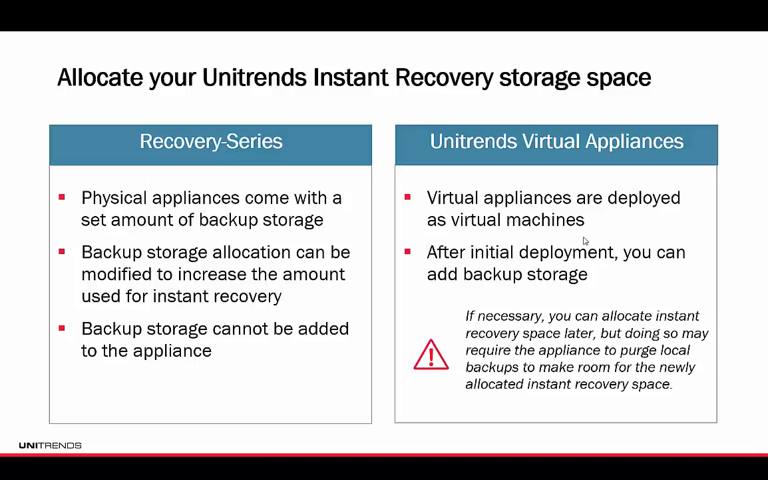All right, once again, on the Recovery Series, backup storage can't be added to the appliances, so you really have to make sure you're planning ahead and thinking ahead and be realistic of what you're going to use for instant recovery storage space off the appliance. Make sure you're thinking about the Windows instant recovery through the agent, Hyper-V, and VMware instant recovery. Add them all up, what you plan to use all at once, and that's what your instant recovery storage space is going to be. Make sure you look at all three of those modules if you're using all three platforms. Now, for the Unitrends virtual appliances, they're deployed as virtual machines once again, and during the initial install, you can allocate that backup storage, and you can make it however big you want.